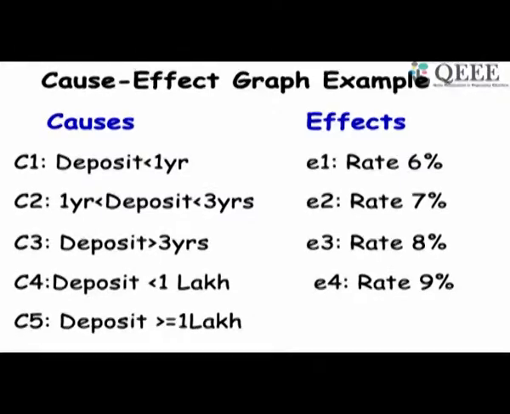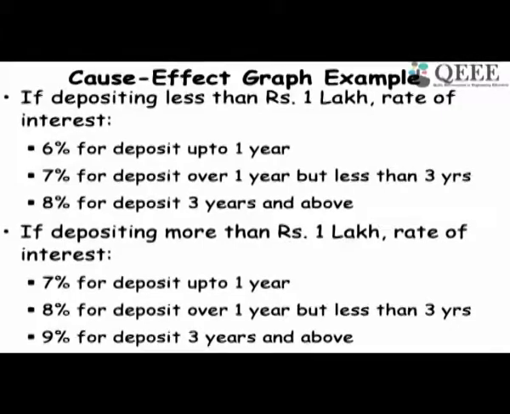And the effects are whether the deposit rate is 6%, 7%, 8%, 9%. These are the effects. Having done this much, we have to find out which combinations of causes yield which effects. So each of these gives us the combinations of conditions. If it is less than 1 lakh and the duration is up to 1 year, it's 6% and so on. So the same thing we can just draw.